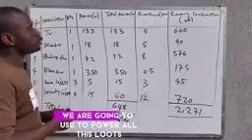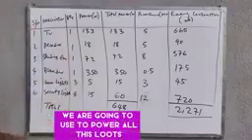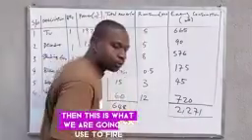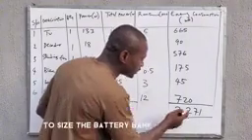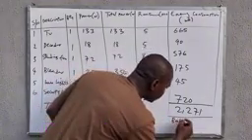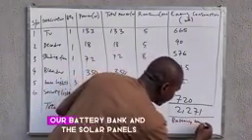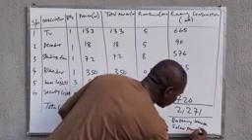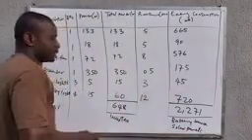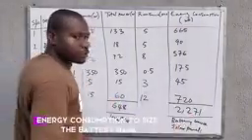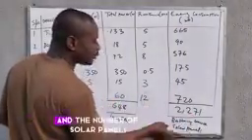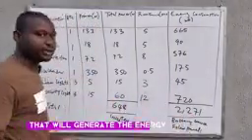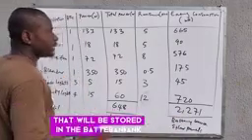Now, this total power is what you use to size the inverter. The inverter we are going to use to power all these loads. Then we will use the total daily energy consumption to size the battery bank and the number of solar panels that will generate the energy that will be stored in the battery bank.